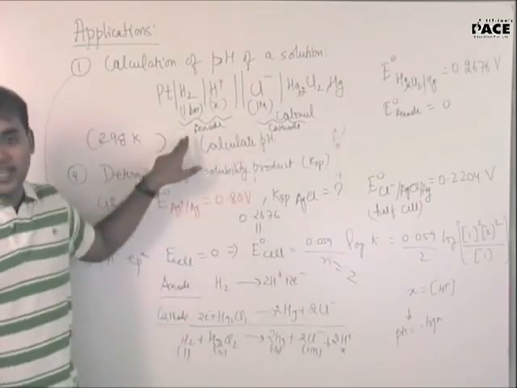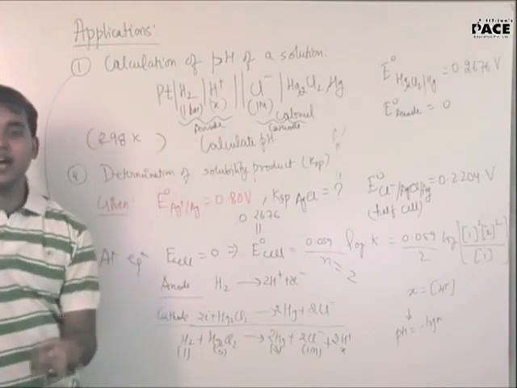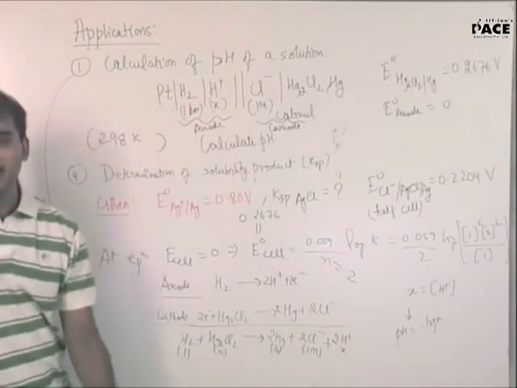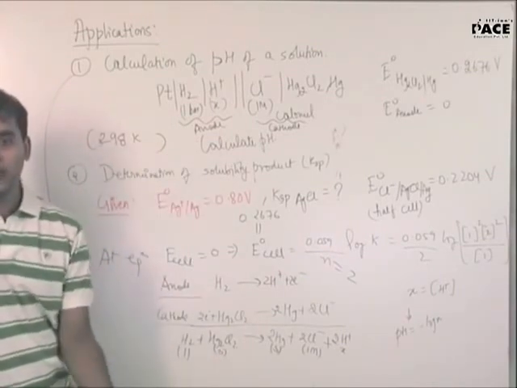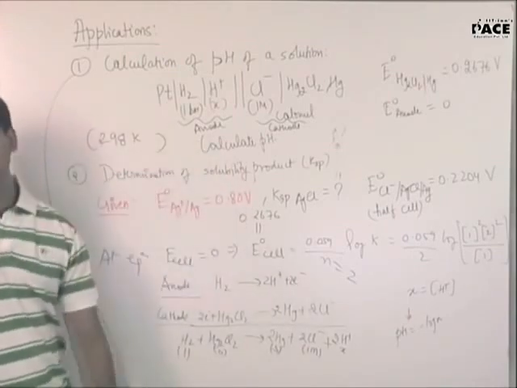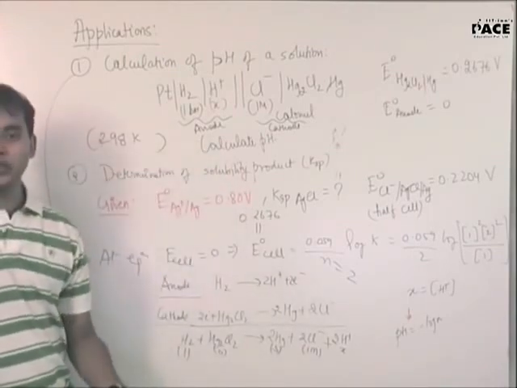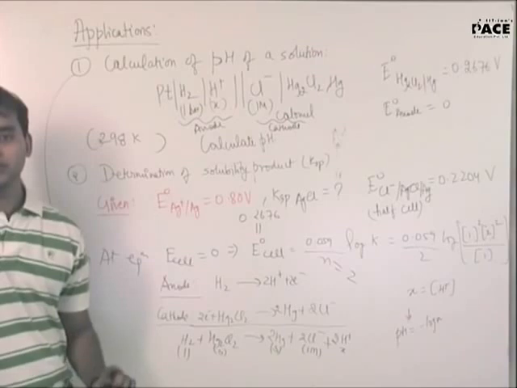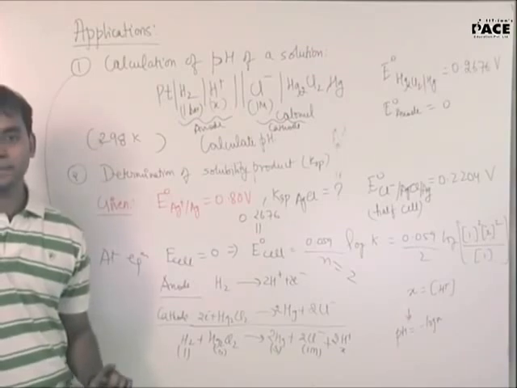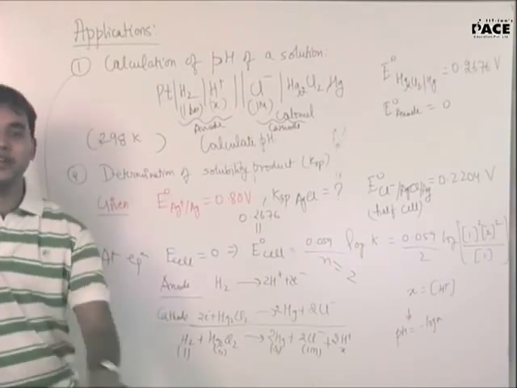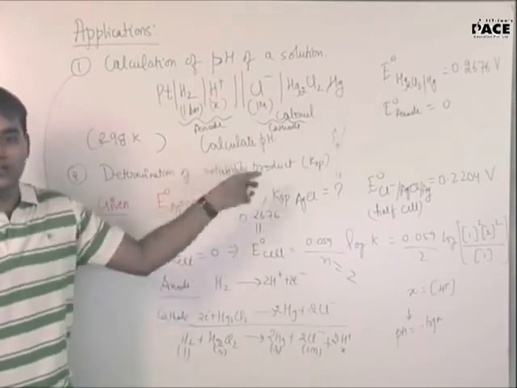If I have been given E cell in this case, then I would have been asked pH at a given time. In that case, K equal to Q. But if they have not given the E cell in this case, I have to use equilibrium. Okay? But in JEE, they will be very clear. They will ask you at equilibrium.